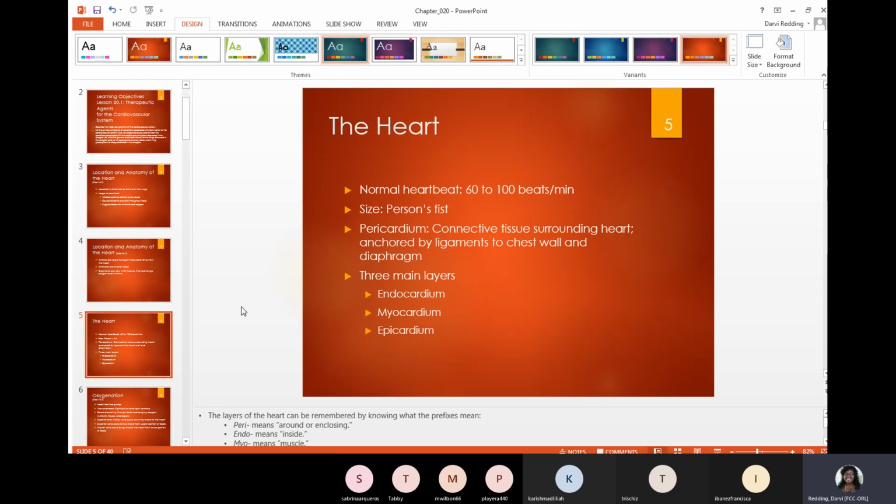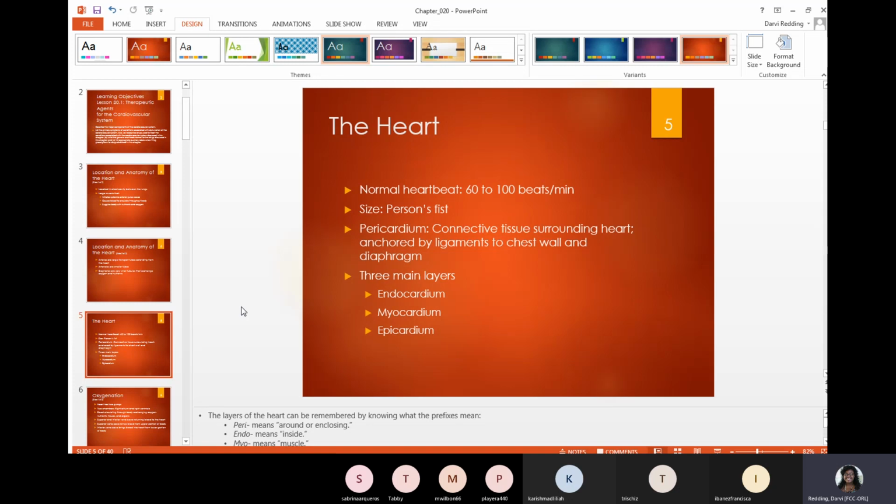As we continue learning about the cardiovascular system, we're going to get into what the heart does. With the heart, there is a normal heartbeat, which is about 60 to 100 beats per minute. When it comes to understanding the different layers the heart has, it has an endocardium, a myocardium, and an epicardium. Understanding medical terminology, anytime you see the word peri, P-E-R-I, that represents around or enclosing. Anytime you see cardi, C-A-R-D-I, that represents heart in medical terms.